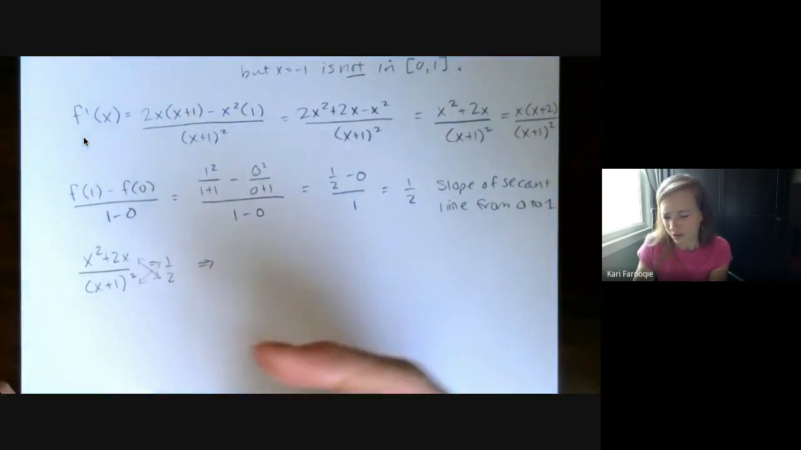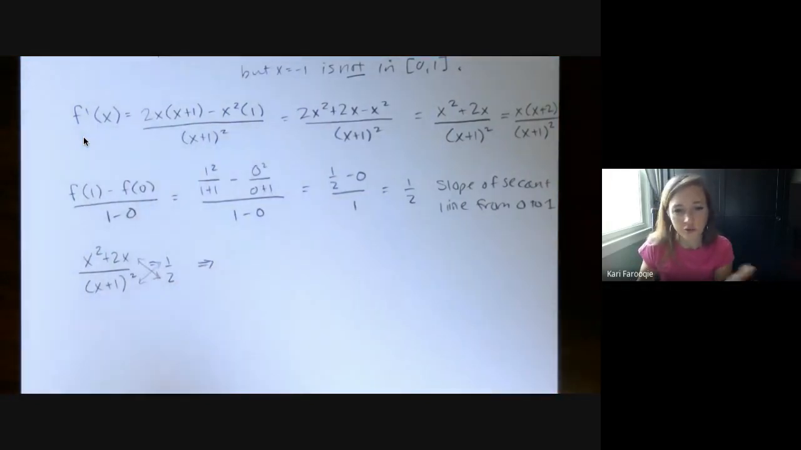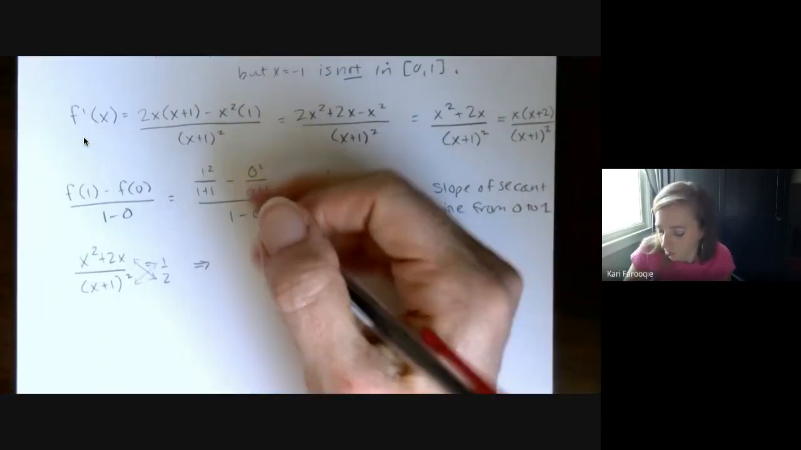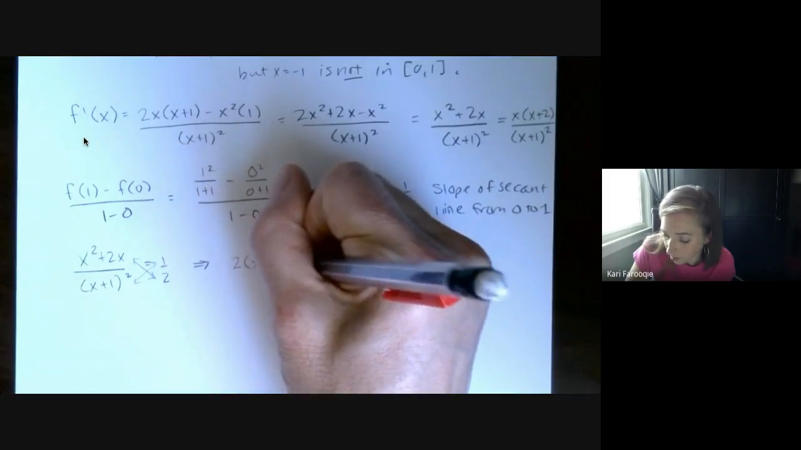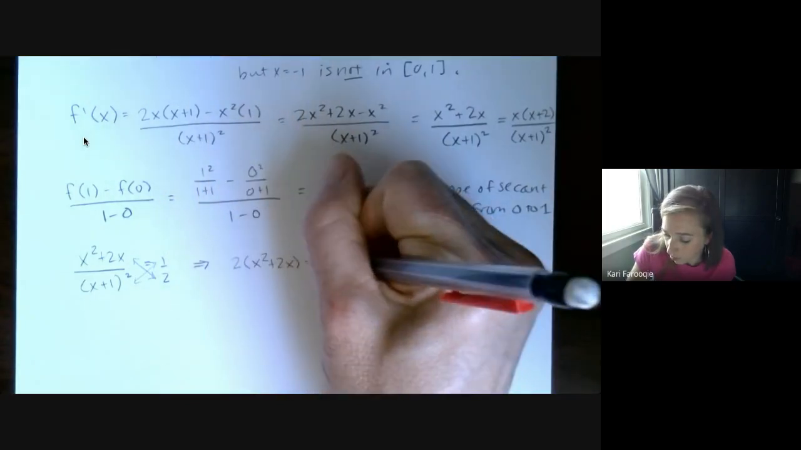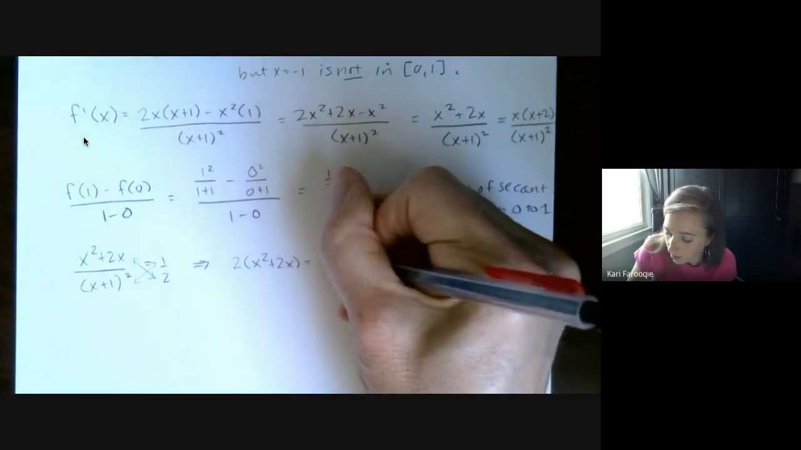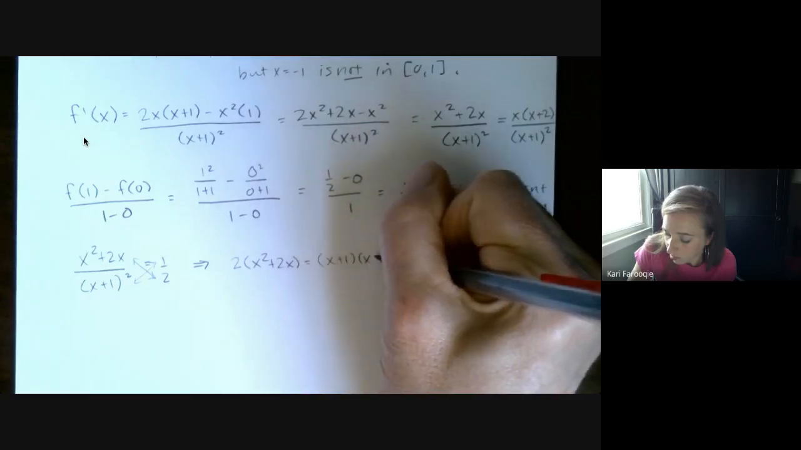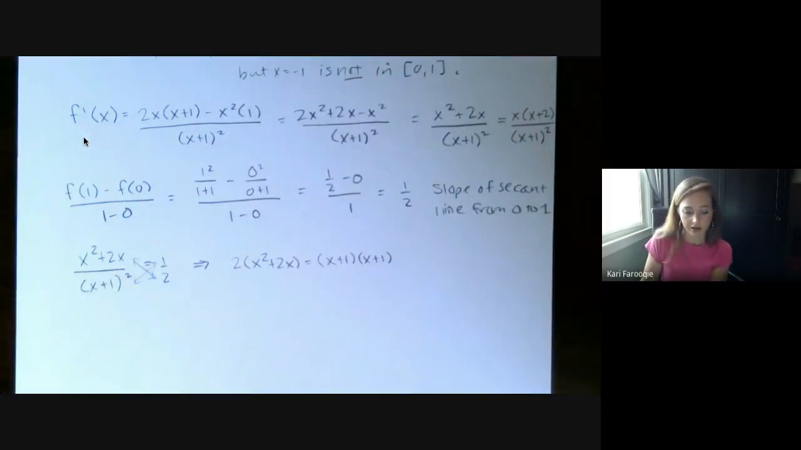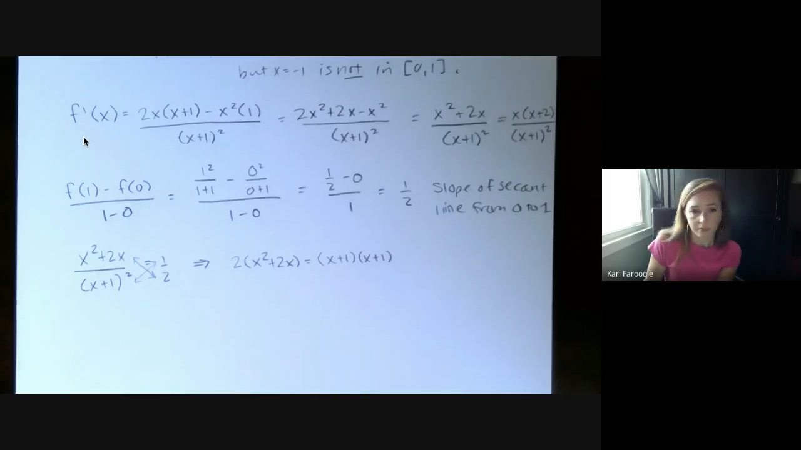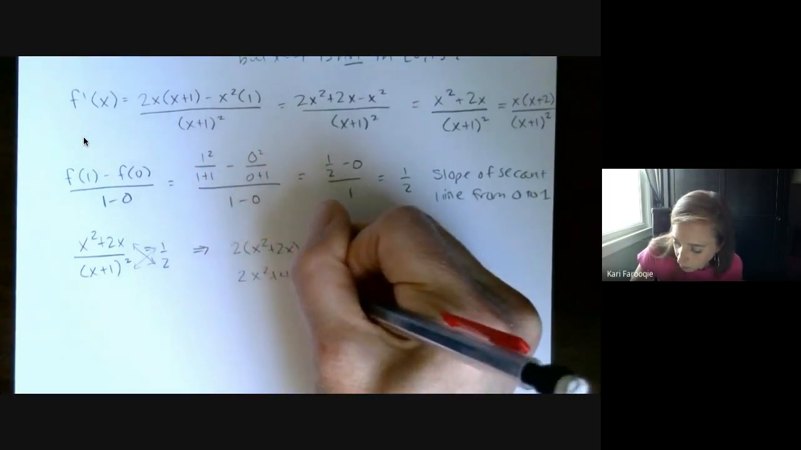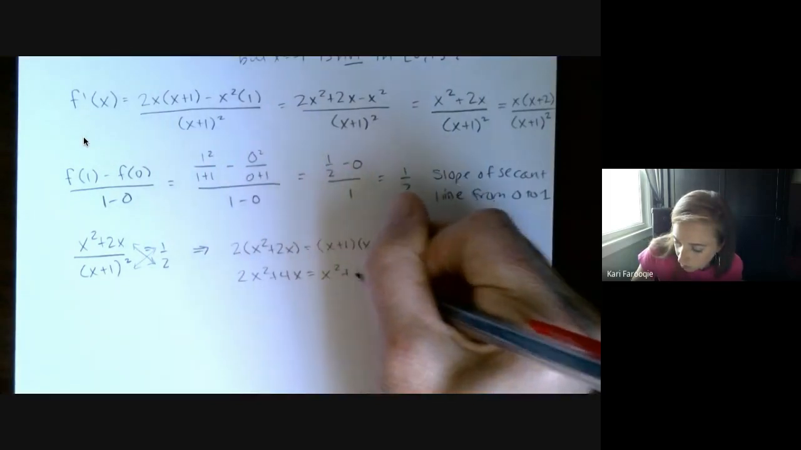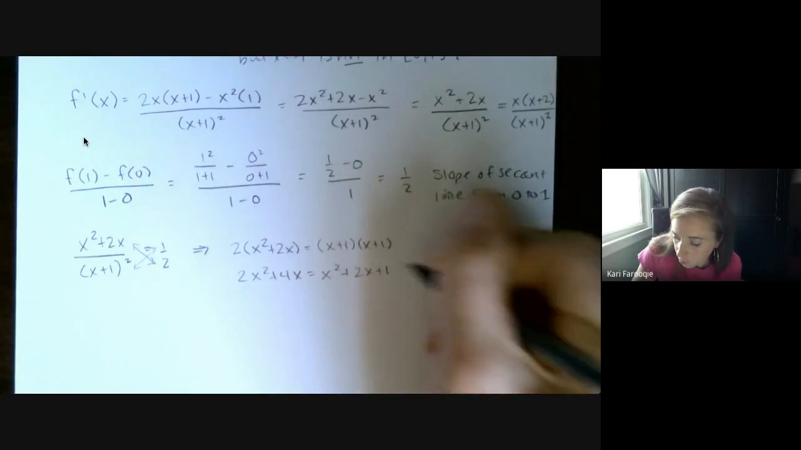crosswise. Everybody knows. For some reason, cross multiplying is one of those things that sticks with students. I don't know what it is about cross multiplying, but I rarely have a student who forgets how to cross multiply. And since we're going to be squaring this quantity anyway, I'm just going to write it out like that so that we can simplify and solve. All right, 2x squared plus 4x equals x squared plus 2x plus 1.